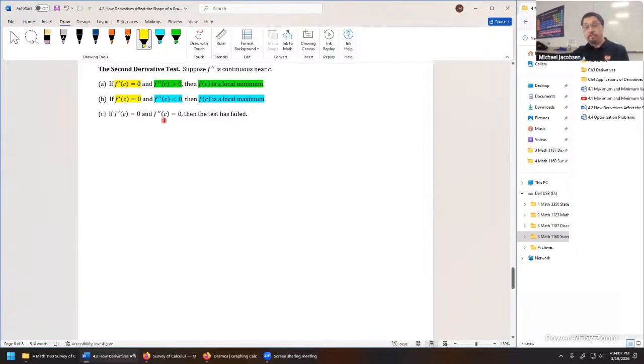And if the second derivative is 0 at the critical number, the test has failed in the sense that there could be a maximum or there could be a minimum or neither. There's 3 possibilities, and we have to look further to determine which of the 3. We would have to use the first derivative test to tell which one it is.